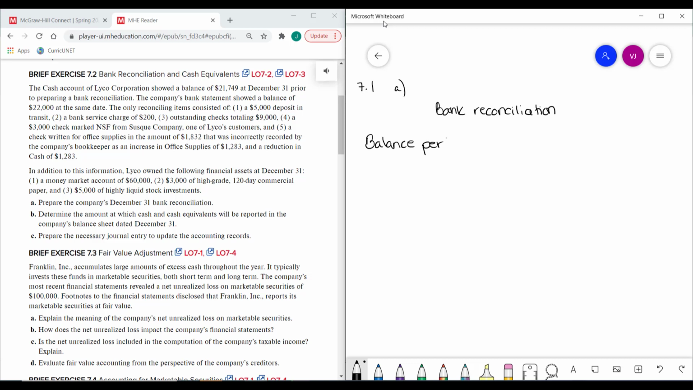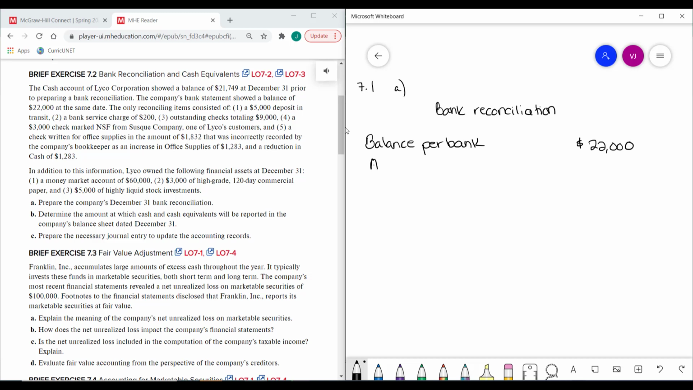per the bank. Now you technically can start with the balance per the books, but I'm going to start with balance per the bank. So according to the most recent bank statement, our cash balance is $22,000 in our checking account, right? So now the first thing you want to do is add anything if there's anything to add, and then we do any subtraction.